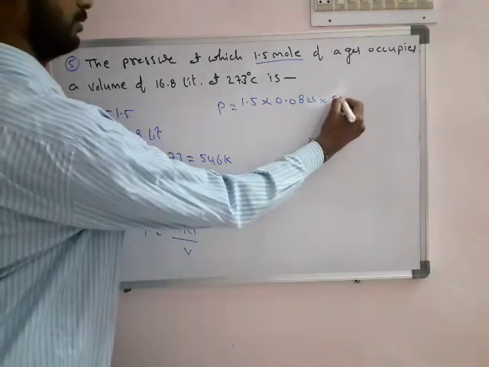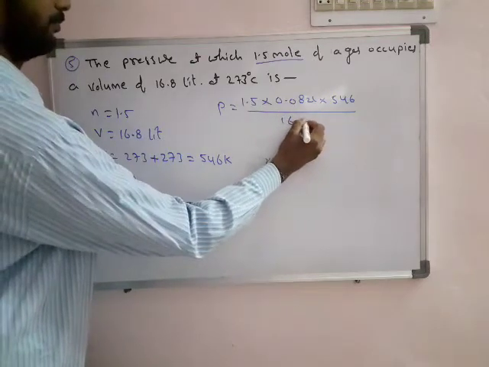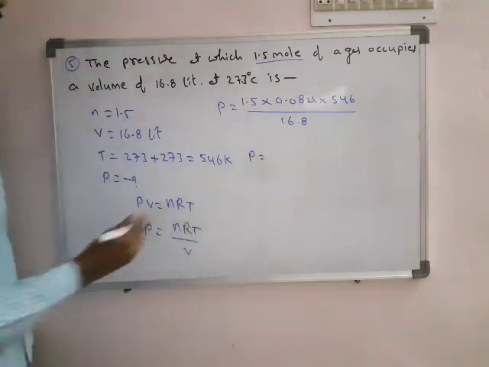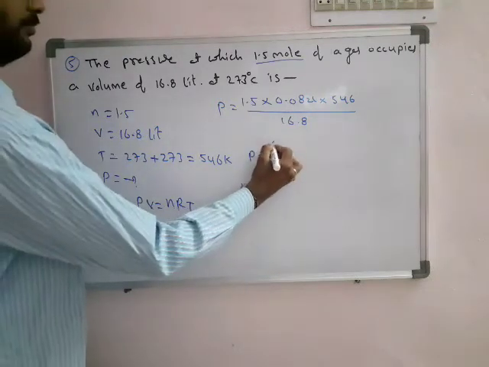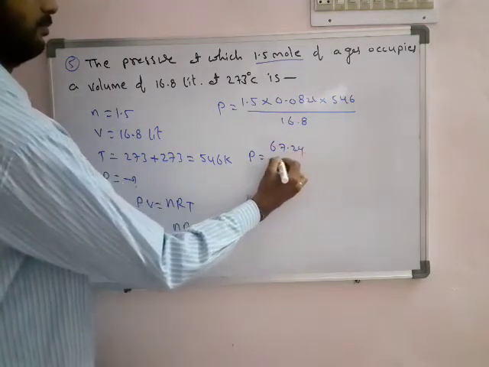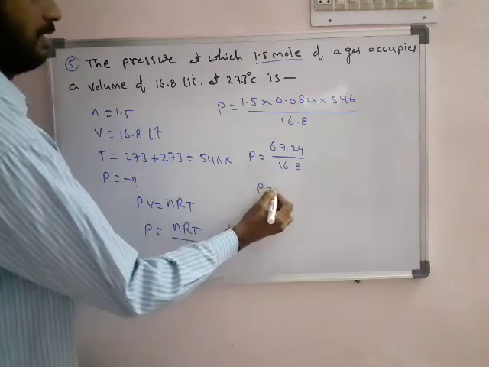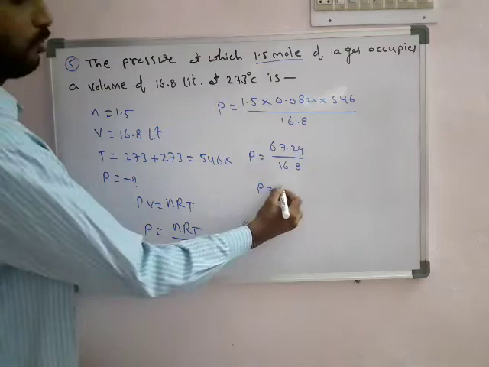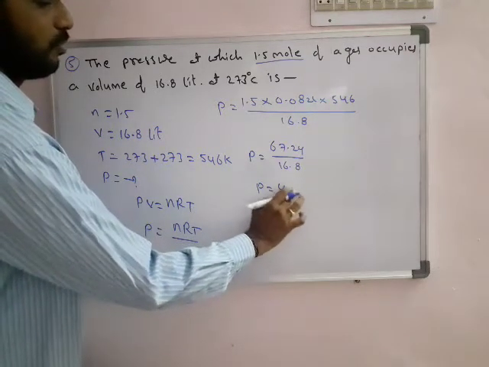Temperature, 546. So what is the value? On the above calculation we will get approximately 4.00 something. So we can write directly 4 atmosphere.